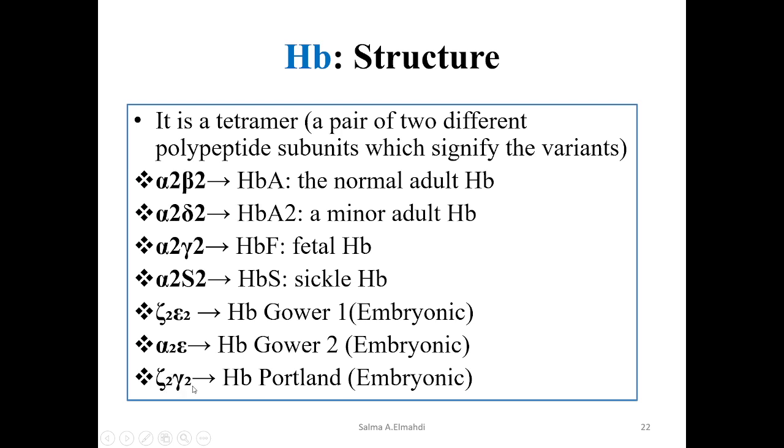Two zetas and two gammas is Portland hemoglobin. These three are called embryonic hemoglobins that appear early on during the embryonic life, and they will disappear before the fetus is born.